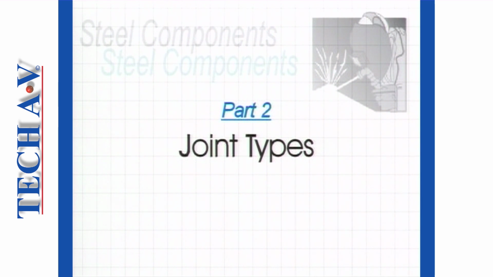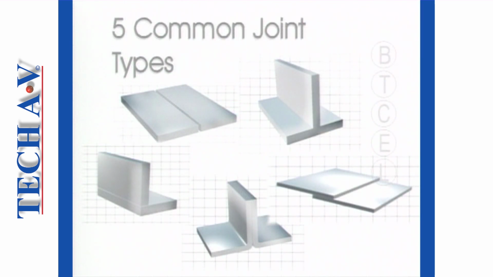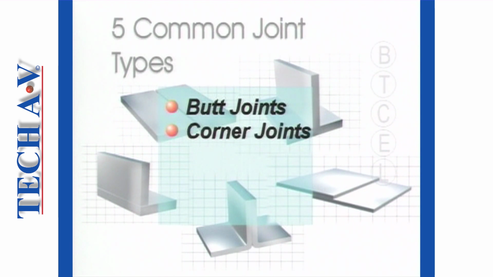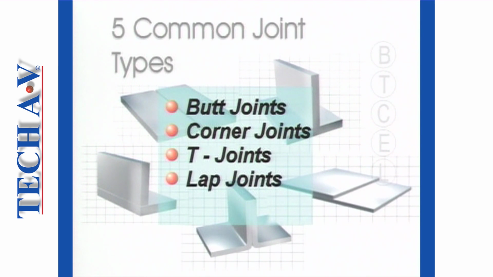Next, we will look at basic welding joints commonly used in the manufacturing of steel components. The 5 basic weld joint types are butt joints, corner joints, T-joints, lap joints, and edge joints.